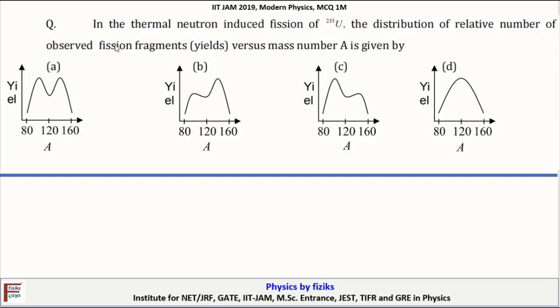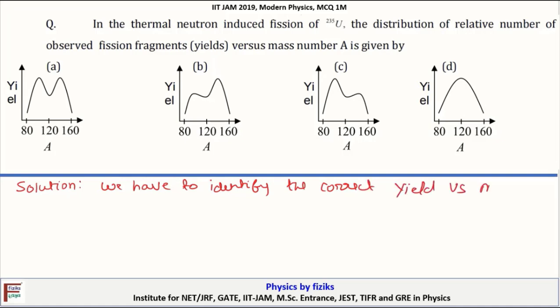In the thermal neutron induced fission of uranium-235, the distribution of relative number of observed fission fragment yield versus mass number A is given by. So, solution. We have to identify the correct yield versus mass curve.